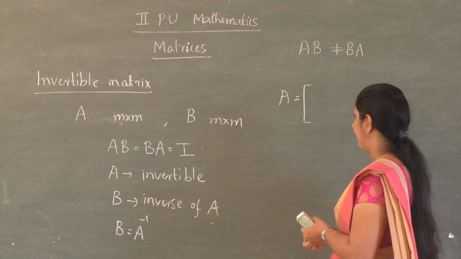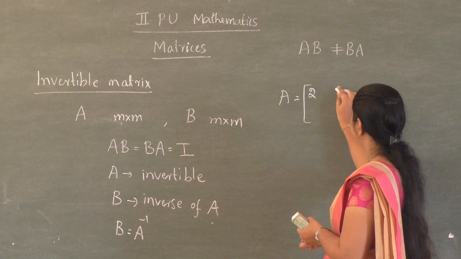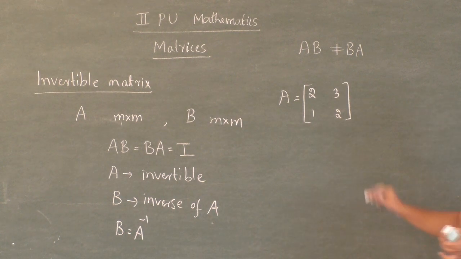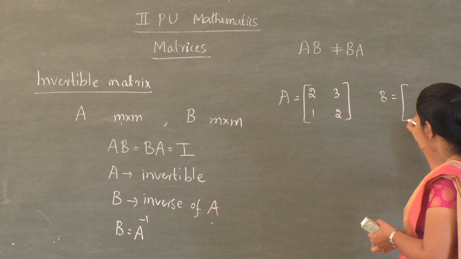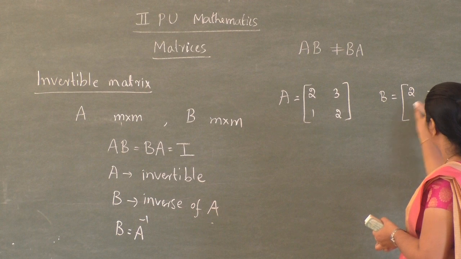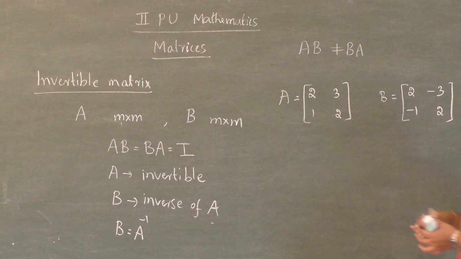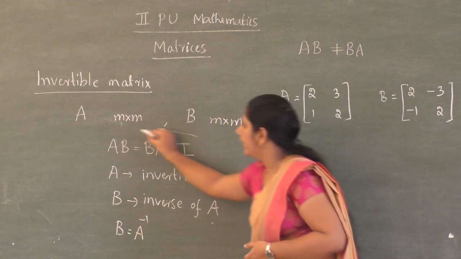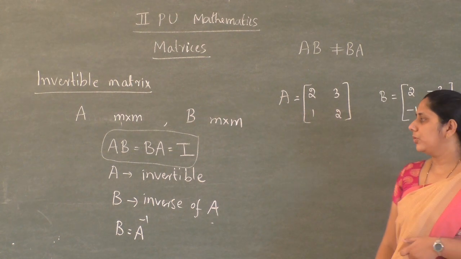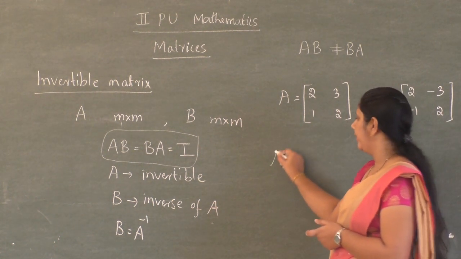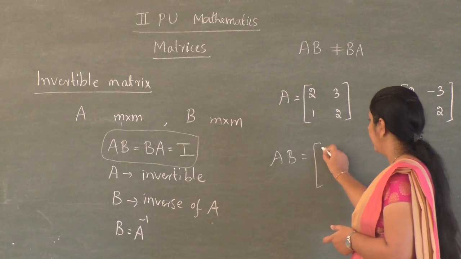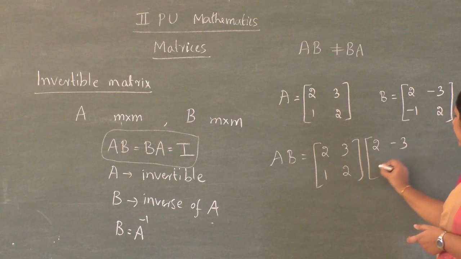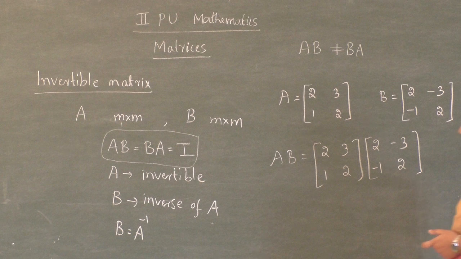If A is equal to 2, 3, 1, 2 and matrix B is 2, minus 3, minus 1, 2. Now we will check whether this B is the inverse of A. So the condition required is AB equal to BA, which is equal to the identity matrix. So first we will find the product AB, that is 2, 3, 1, 2 into 2, minus 3, minus 1, 2.